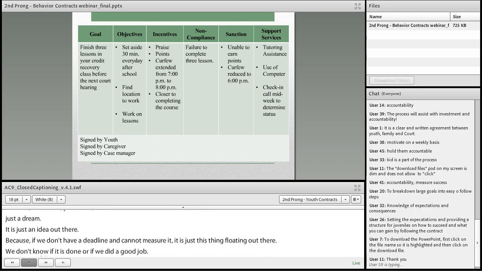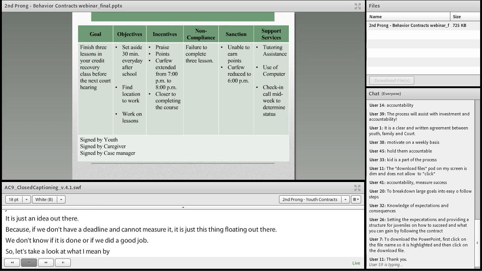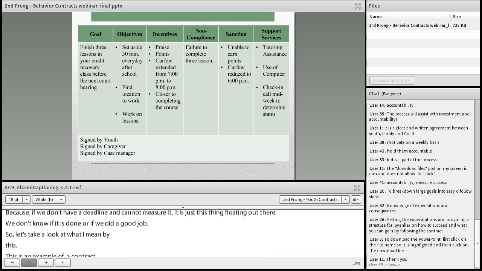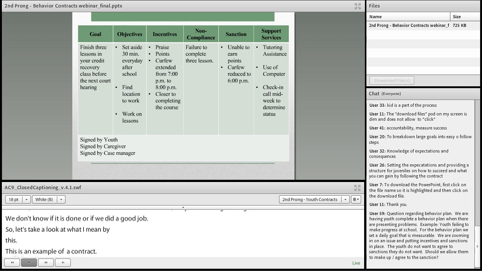This is an example of a contract. This is what I take with me when I'm going on site and working with juvenile drug court teams. When I'm on site, I typically have teams put these together based on a kid that they're working with in their court. So this is an example.